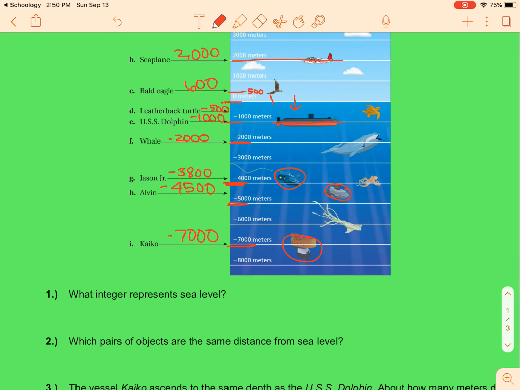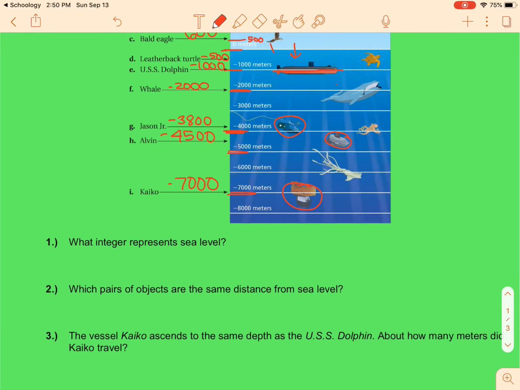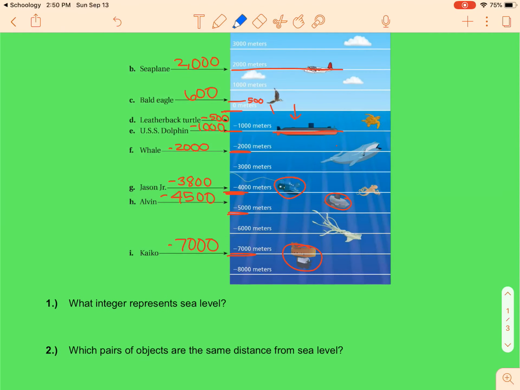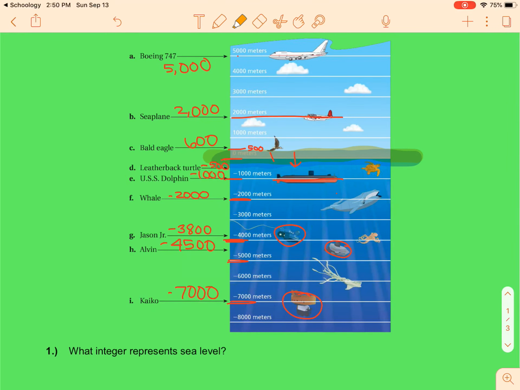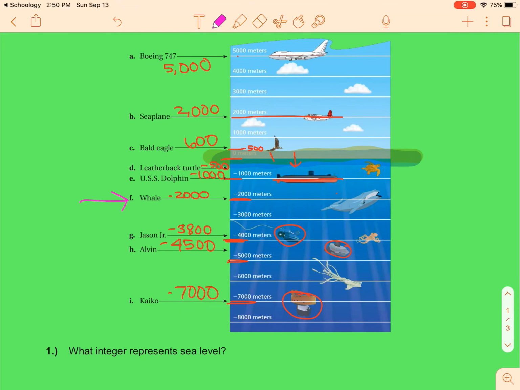Alright, so we have done the first step. Now, number 2, which pair of objects are the same distance from sea level? Again, I'm going to highlight sea level, which is right here at the 0. I should choose a different color so it stands out a little more. Right there is 0. So let's look at our numbers. Are there any numbers that are the same? Right, we have a negative 2,000 and we have a 2,000.